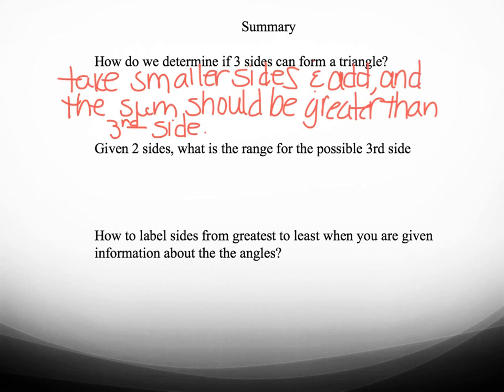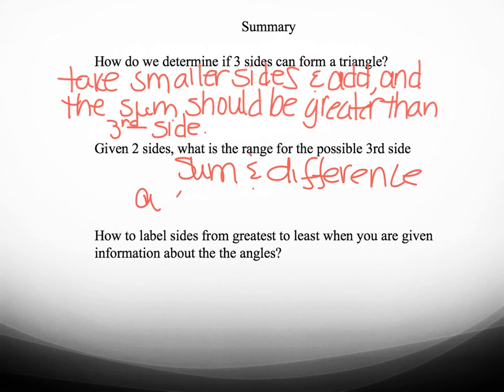Second thing, if we're given 2 sides, what's the range for the possible third side? We're going to do a sum and difference. We're going to set up a range where we have A is less than X is less than B. We'll get that when we add the 2 sides. When we subtract the 2 sides, it'll tell us the smallest it could be and the largest it can be.